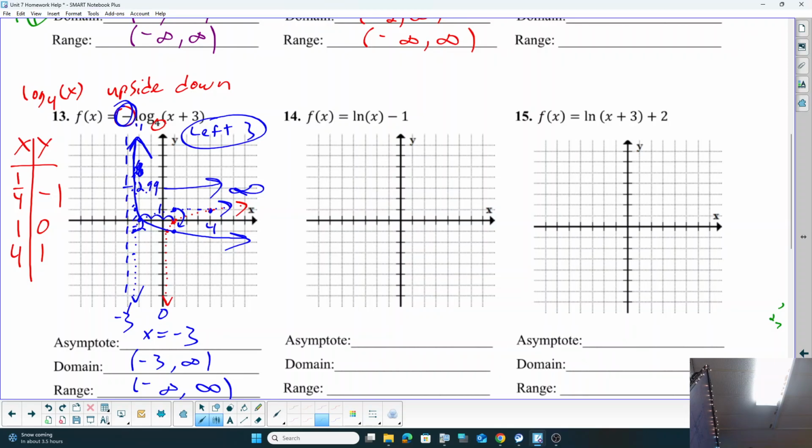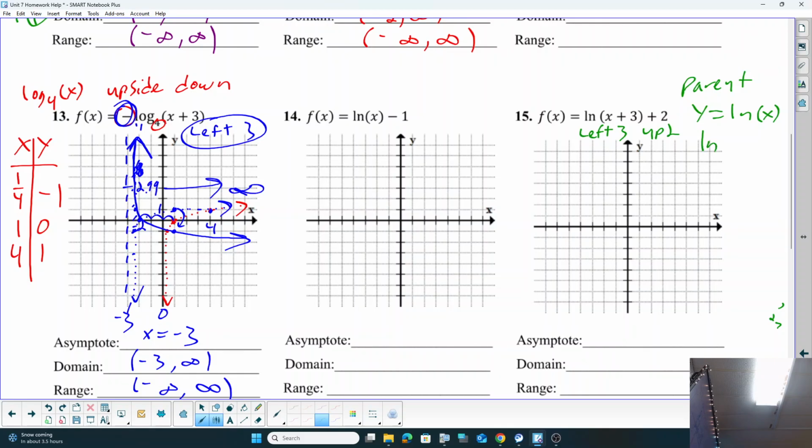So let's just go to the parent function. The parent function for number 15 is just y equals ln of x. Then we're going to shift it up 2 and shift it left 3, and that'll be a lot easier. Okay, so how do we do this?